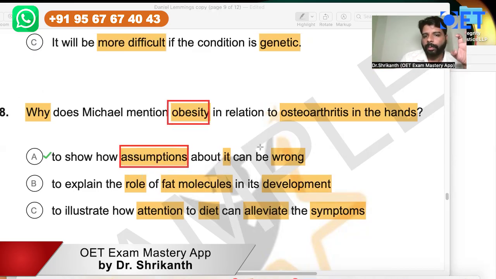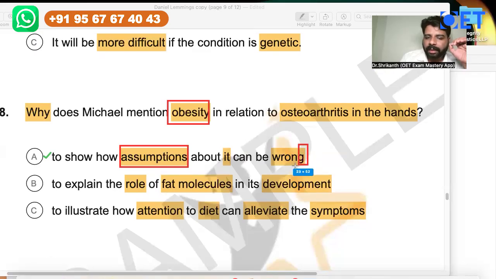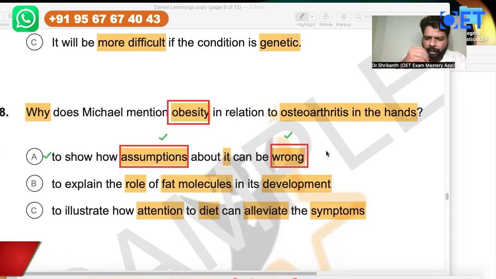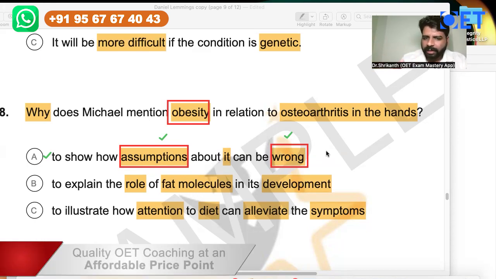The reason why he's talking about obesity is to tell us that certain assumptions are wrong. He's talking about certain assumptions, and he is saying they are wrong. Again, I'll give you a tip here. This is a very difficult question, but after I discuss it, I'll give you a small tip, not a trick. There are no tricks in OET. There are only tips and strategies.